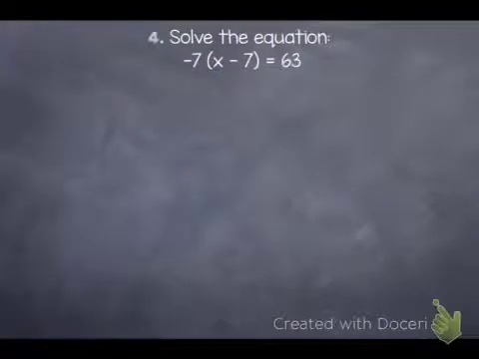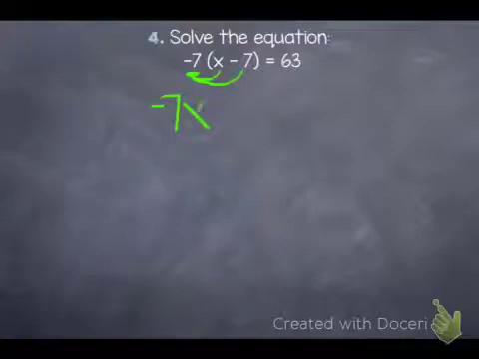Okay, number 4, our last problem, is going to look a lot like the one we just did. Again, we're going to be practicing the distributive property right here. So let's go ahead and do that. So we have negative 7, and we need to multiply it by both terms in here. So negative 7 times x is going to give us negative 7x. And then come back up here, negative 7 times negative 7. A negative times a negative makes a positive, and 7 times 7 is 49.